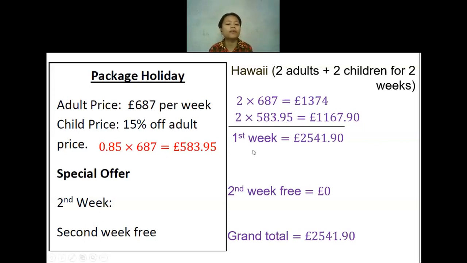So for the cost for the first week, I just need to add the total price for the adults and the total price for the children. I will be getting 2,541.90. For the second week, it says free. The second week is free, so I will be spending 0 pounds. So for the grand total, I just need to add them. So the final answer is 2,541.90 if I go to Hawaii.